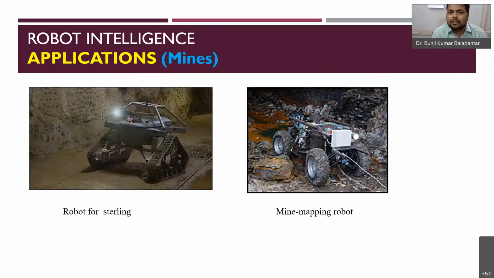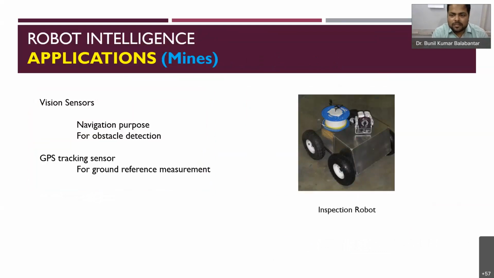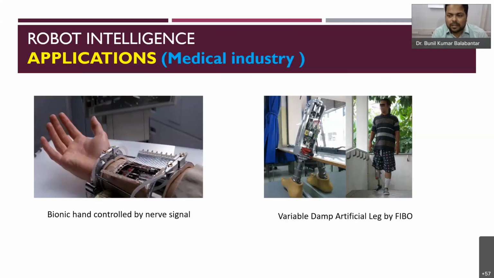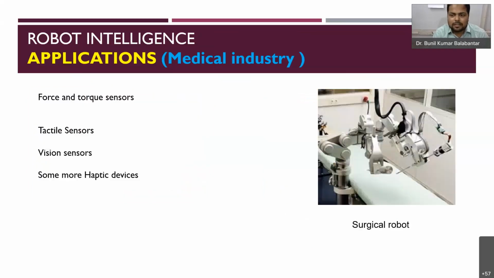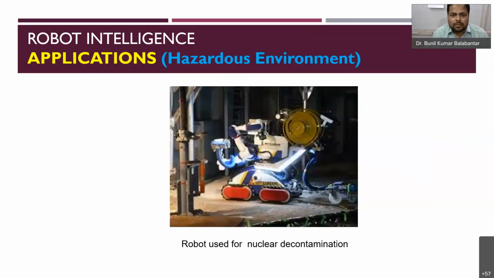Here it is in the mining environment. In mines we have to navigate the robot through different pathways under the ground level. There are navigation applications you need to apply. You need to go for obstacle avoidance, right? And also for tracking the particular object which you are searching for. In medical industries, a lot of applications. In hazardous environments, a lot of applications.